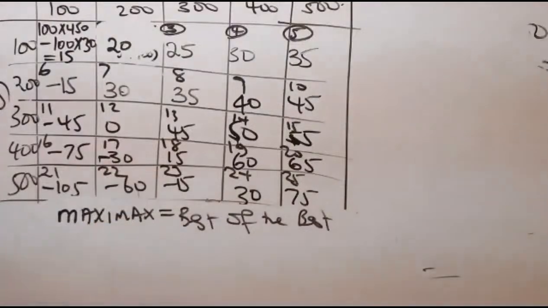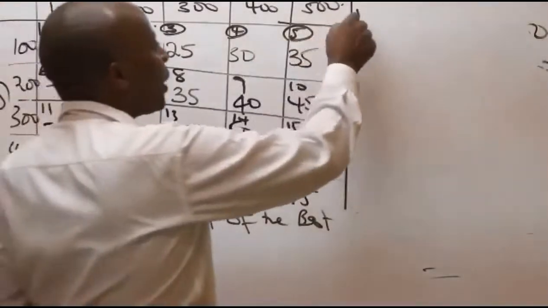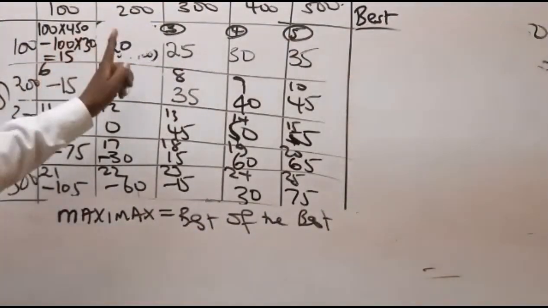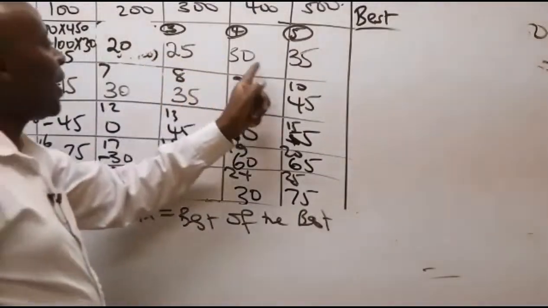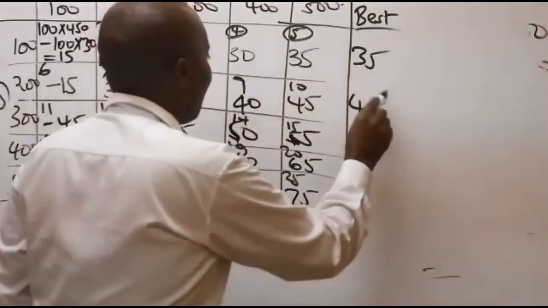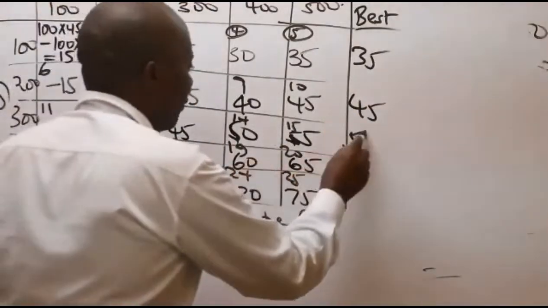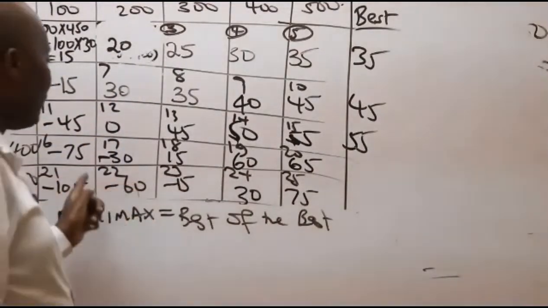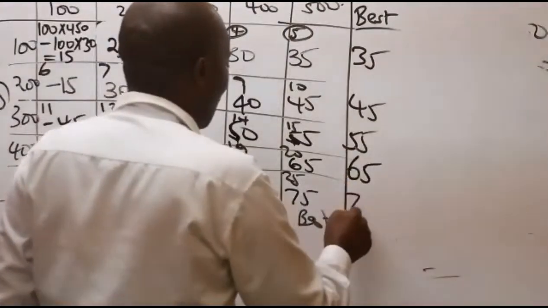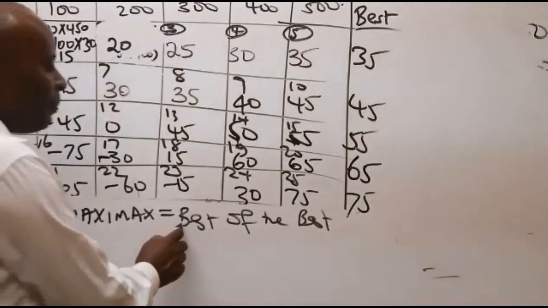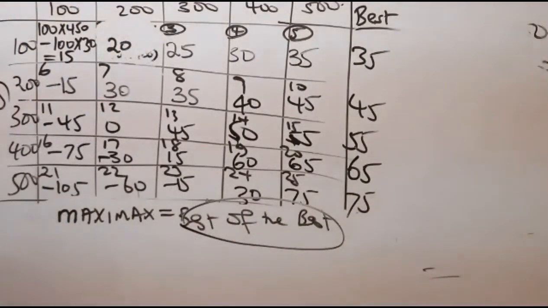Maximum of maximums. What I'm supposed to do is create a column here for best. The very best profit here is always the highest. For this particular supply, the very highest profit is 35. For the second one, the very highest is 45. For the third one, the very highest is 55. I'm only picking the best for each scenario, for each supply, for each alternative. The very best is 65, and then now we have 75. All those are best scenarios, but remember, they want me to give them best of the best.